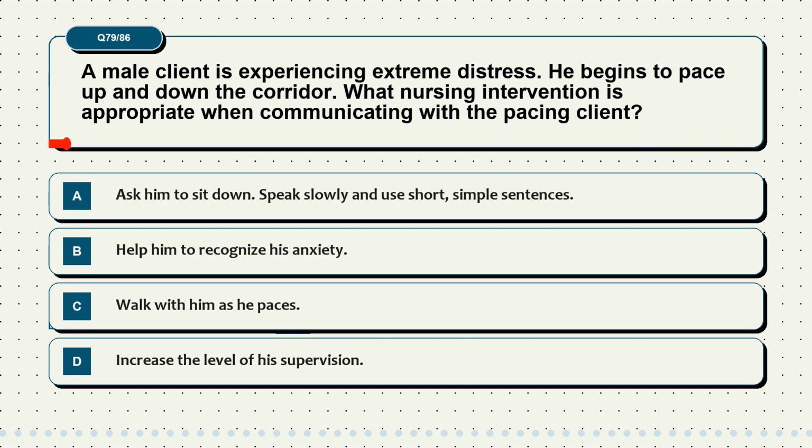Question 79. A male client is experiencing extreme distress. He begins to pace up and down the corridor. What nursing intervention is appropriate when communicating with the pacing client? Here are the options. Option A. Ask him to sit down. Speak slowly and use short, simple sentences. Option B. Help him to recognize his anxiety. Option C. Walk with him as he paces. Option D. Increase the level of his supervision.